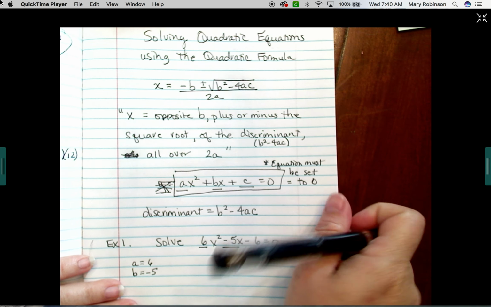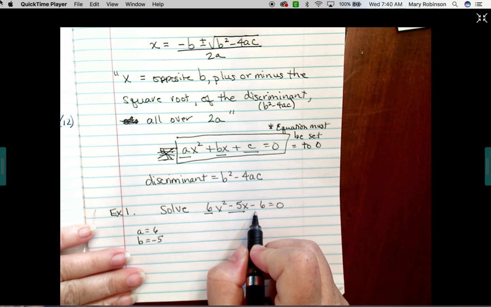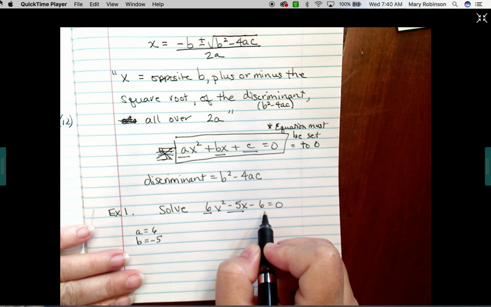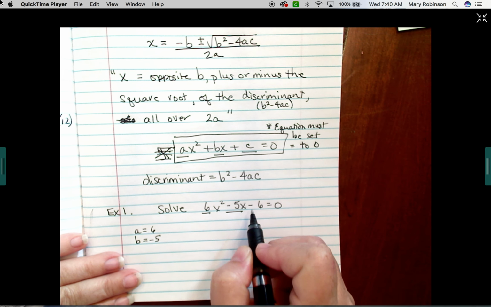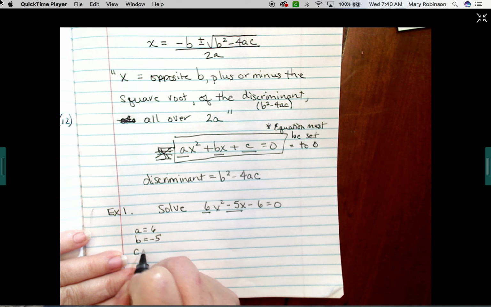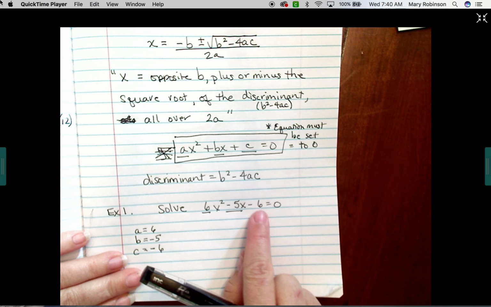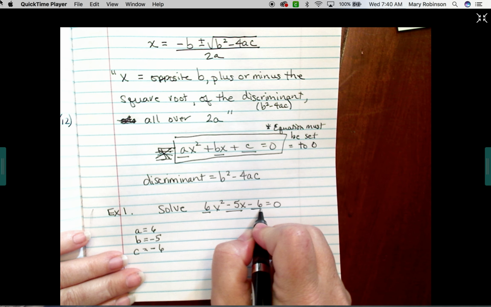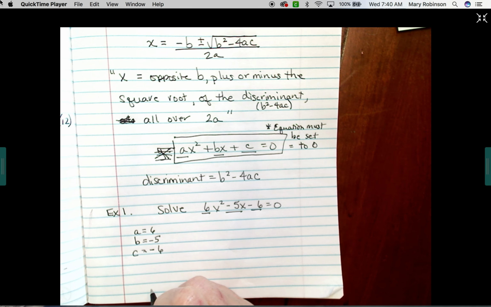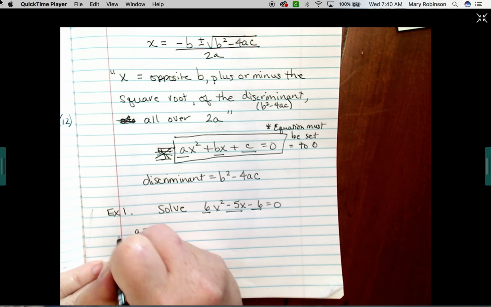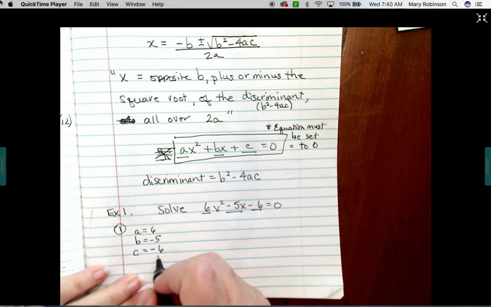Do not forget to pick up the sign of the number. If it's +6, then that's cool. But if it's -6, you've got to make sure that your C is, in this case, a -6. So the sign belongs to the value A, B, or C. The next thing you want to do, so that was the first step, make your list.